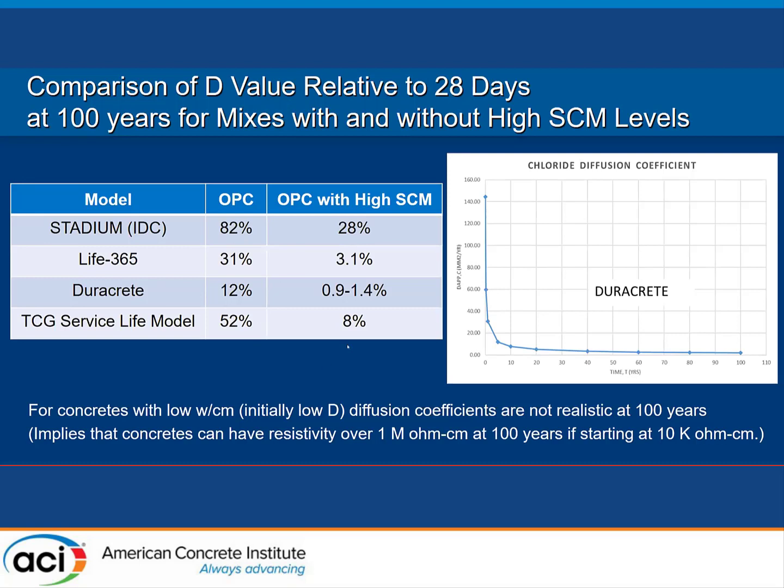And if you look at alpha hydration for 100 years, assuming you had a 10K ohm centimeter concrete initially at 28 days, and that's a fairly decent concrete, you're going to be over 1 mega ohm centimeter at 100 years if it keeps following the trend that's there. And I have not seen any concrete anywhere near that. So that's just a fallacy of going on too far. Probably should stop somewhere around here, as we indicated.